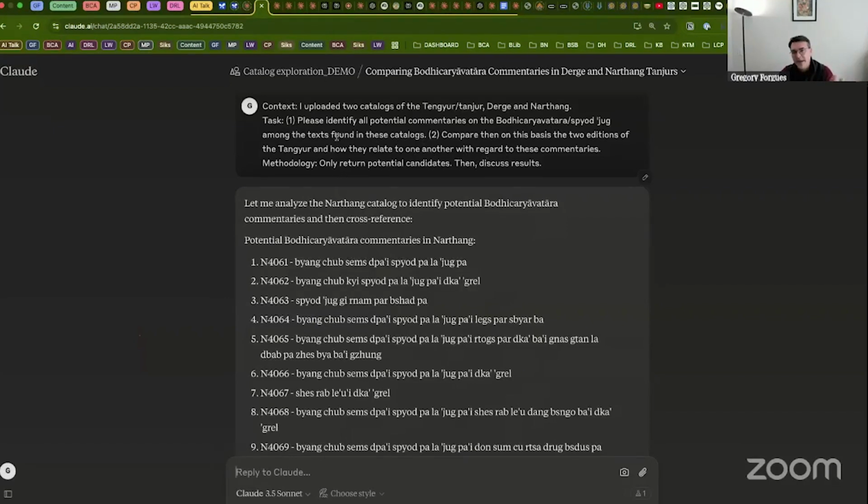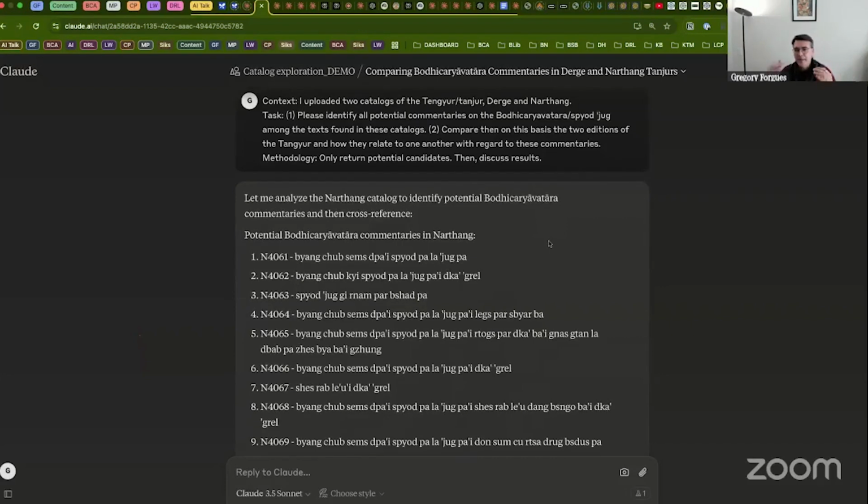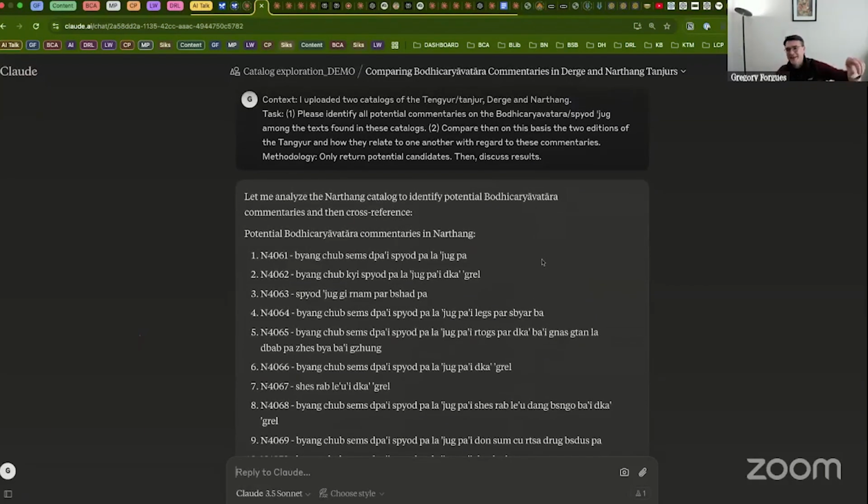And then, so first step, right? Second step, compare then on this basis the traditions of the Tengyur and how they relate to one another with regard to these commentaries. Methodology: only return potential candidates, then discuss results. Oh, I don't want the model to send me, because I asked that to another model, a Google AI, a Gemini model, and the model went line by line, and we have 4,000 texts or so in the Tengyur. You know what I'm saying? So I was like, just return potential candidates. Don't, for every line, tell me this is not Bodhisattva commentary.